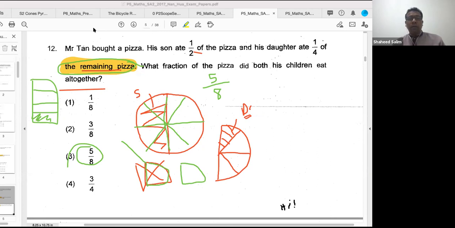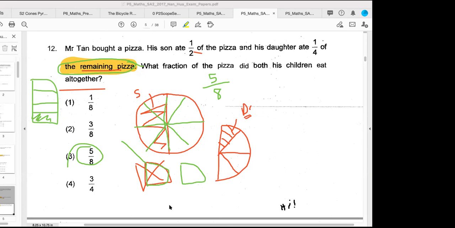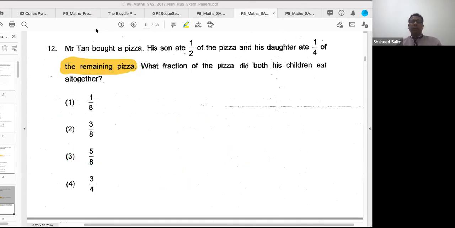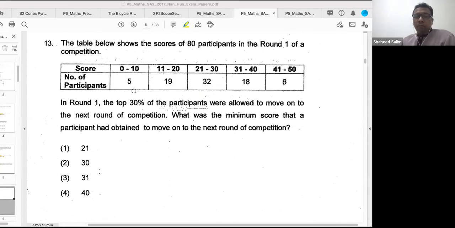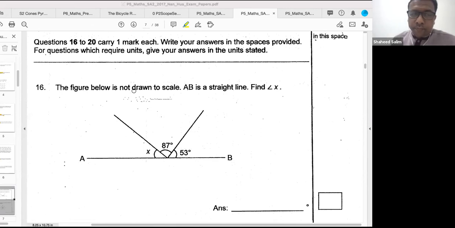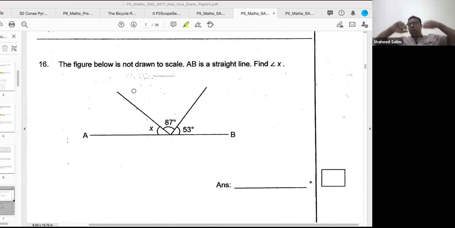Okay, we move on. Yes, Shafia. Maghrib, what is Maghrib? I'm going to do Maghrib later, not now. This one, please. Figure is not drawn to scale. Find X.